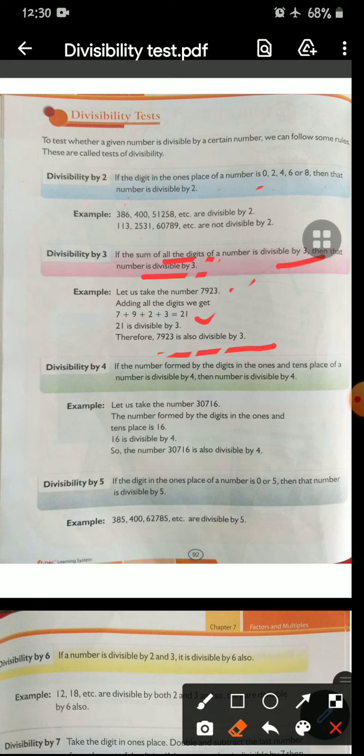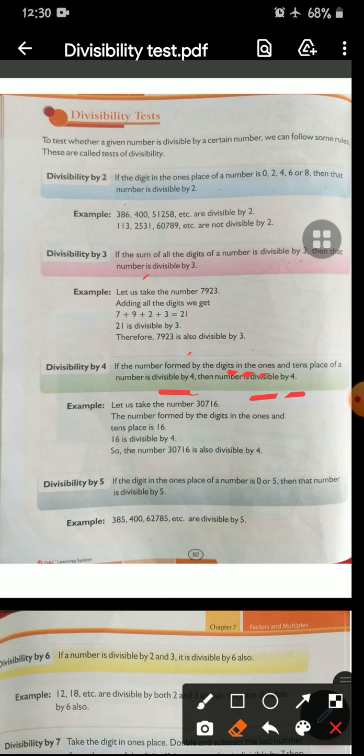After that, you have to find the divisibility by 4. In the divisibility by 4, if the number formed by the digits in the ones and tens place of a number is divisible by 4, then the number is divisible by 4. That is, the number formed by the digits at your ones place and tens place.